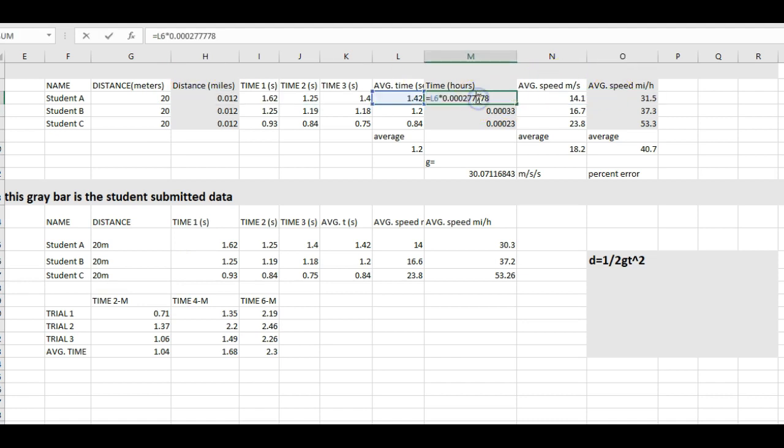Now I did the same thing over here in times, okay? Time, hours. If you want to convert seconds to hours, here's your conversion factor, okay? Equals L6 times conversion factor. Done. Now you want to drag this equation through the entire column. You're going to click and hold at the bottom right corner of the cell and drag it down.